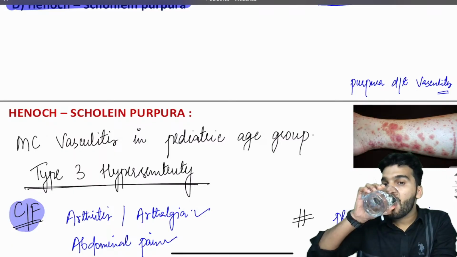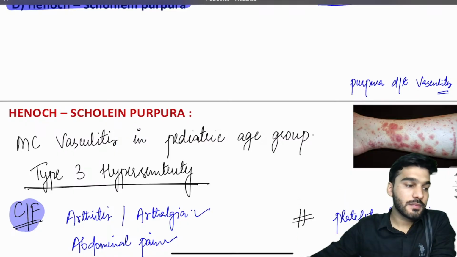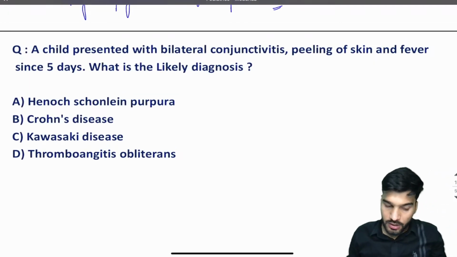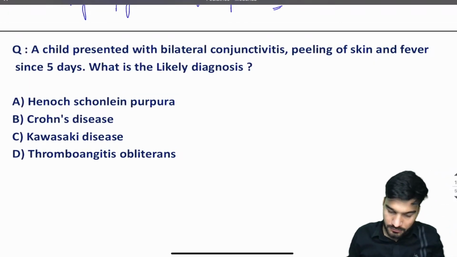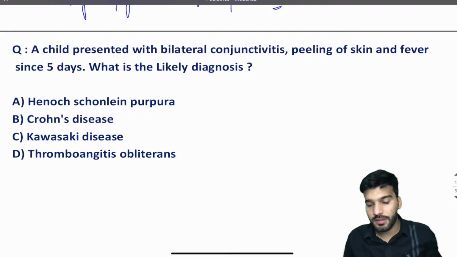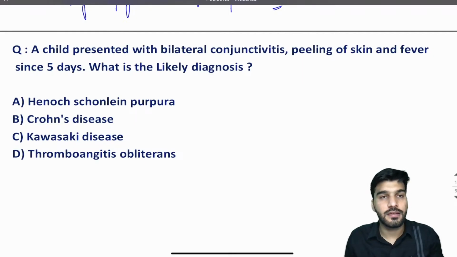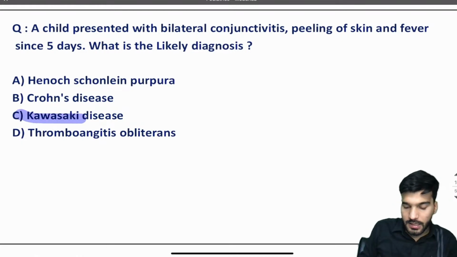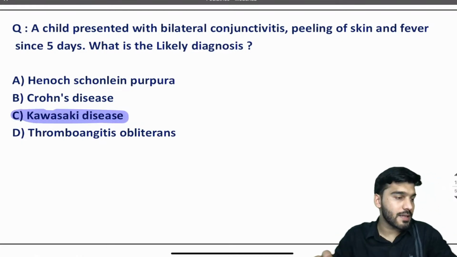Chalo, let's move to the next question. A child presents with bilateral conjunctivitis, peeling of skin and fever since 5 days. What is the likely diagnosis? Very easy one. Bilateral conjunctivitis, skin changes, fever for 5 days. It's going to be Kawasaki disease.